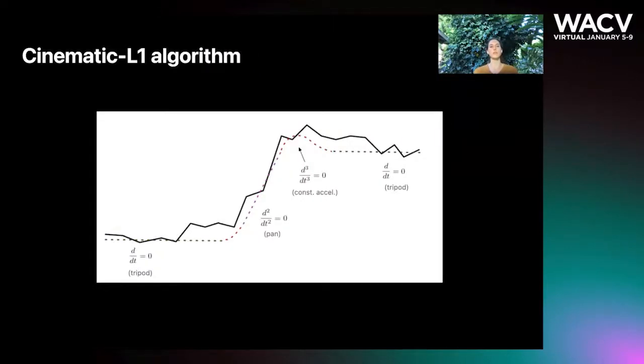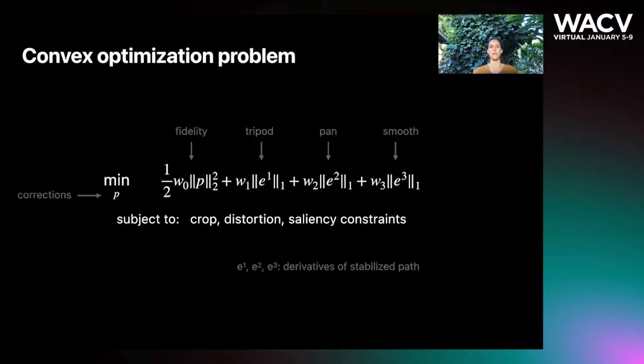Recall that we want tripod, panning, and constant acceleration segments. These motions correspond to 0, first, second, and third derivatives of the stabilized motion, respectively. Hence, we want the first three derivatives of the stabilized path to be sparse. L1 norm minimization is a useful heuristic for encouraging sparsity while maintaining convexity. Following Grundmann, we set up a convex optimization problem to minimize the L1 norms of the derivatives. We also add an L2 term for fidelity to the original path and constraints to enforce crop.